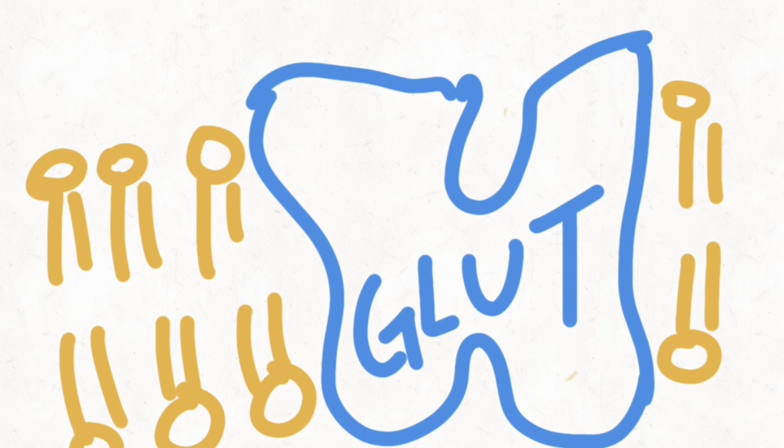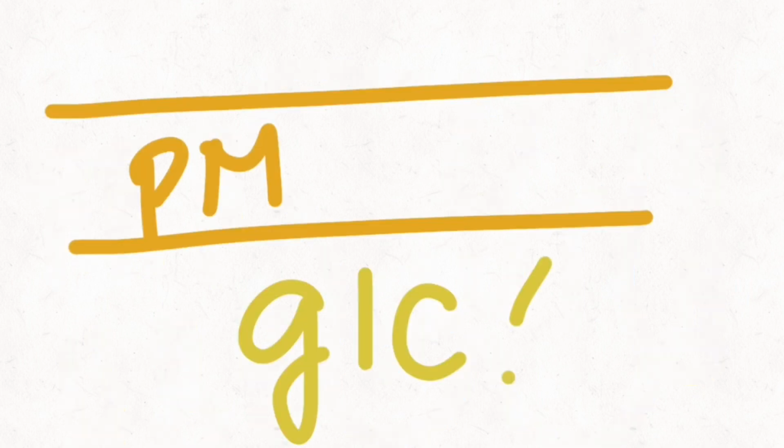This is a transmembrane transporter. So this is going to bring the glucose from the bloodstream into the cell. So now you're going to go through the plasma membrane. That's the PM, plasma membrane. And now the glucose molecules are inside of the cell. So now it's within the cytoplasm.